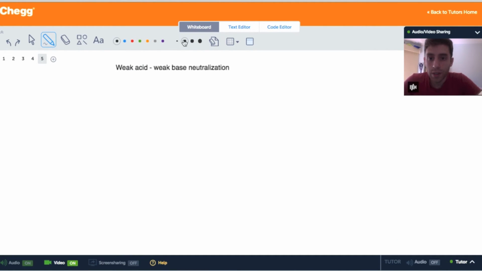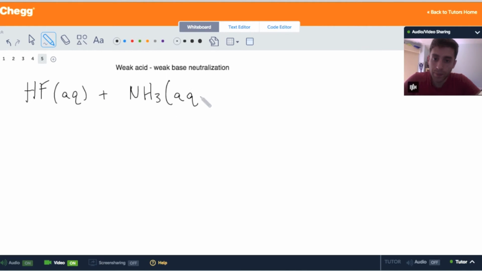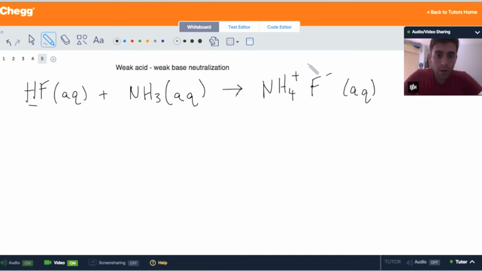So now let's look at the neutralization reaction of a weak acid and a weak base. So let's use hydrofluoric acid as our weak acid. And as our weak base, we'll use ammonia. And this reaction is taking place in water. So the ammonia is going to take a hydrogen ion from hydrofluoric acid to form ammonium and F minus fluoride ions. So this is your salt, ammonium fluoride. And now we can ask, what is the pH of this?